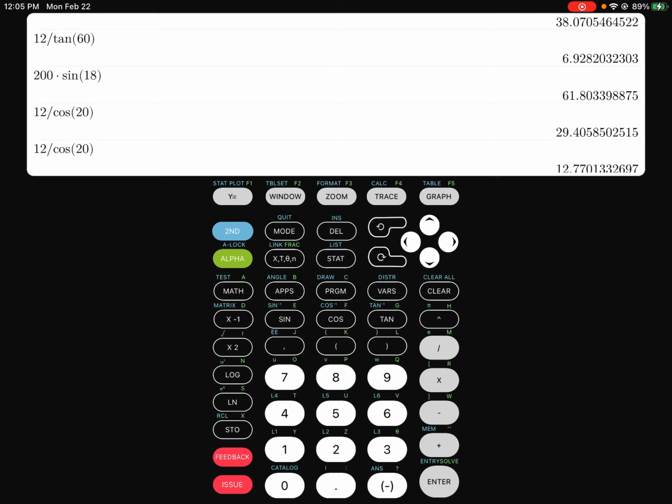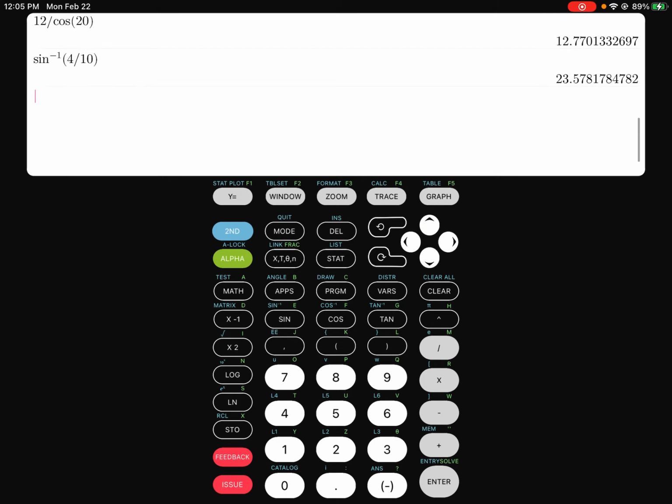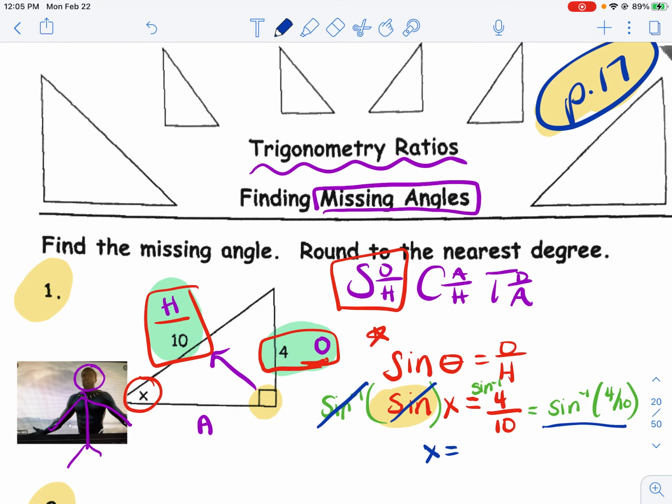Now this says to round to the nearest degree. So actually this 5/7 is going to round us up to 24 degrees. Okay, so that's our first angle. And that answer does make sense, right? 24 degrees, it's definitely an acute angle.